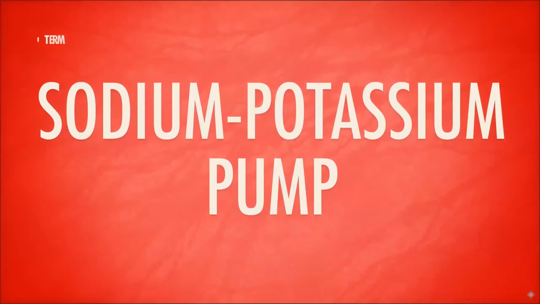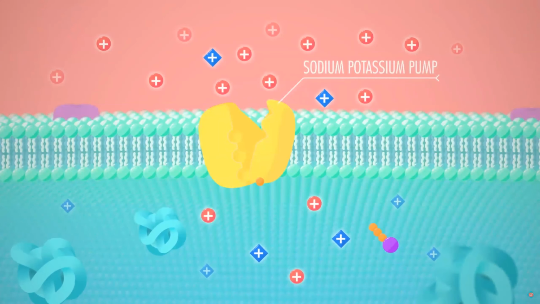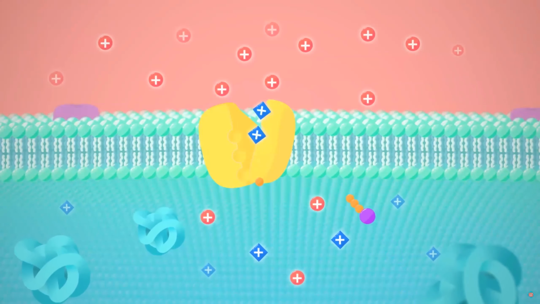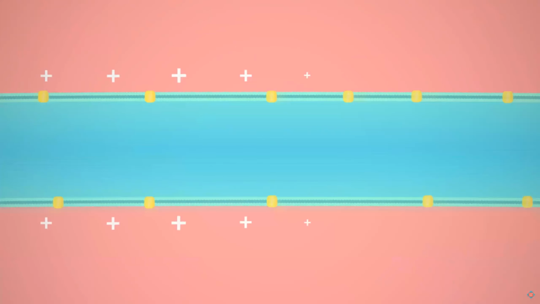Now, these ions didn't just show up in this arrangement on their own. This is all orchestrated by one of the most important bits of machinery in your nervous system, the sodium-potassium pump. This little protein straddles the membrane of the neuron, and there are tons of them all along the axon. For every 2 potassium ions it pumps into the cell, it pumps out 3 sodium ions. This creates a difference in the concentration of sodium and potassium, and a difference in charges, making it more positive outside the neuron.